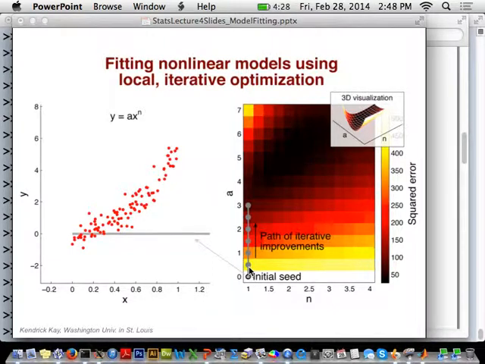So we might move there and then move there, move there, move there, move there. And if we now visualize what's happening, let's look at this step in the process. So that's when A is 3 and N is 1. Let's look at what the model fit is for that. So A is 3, we're still at N equals 1, so y equals 3x. That model fit is given by this dark line here.